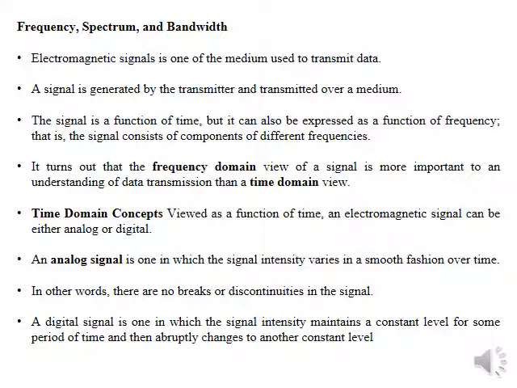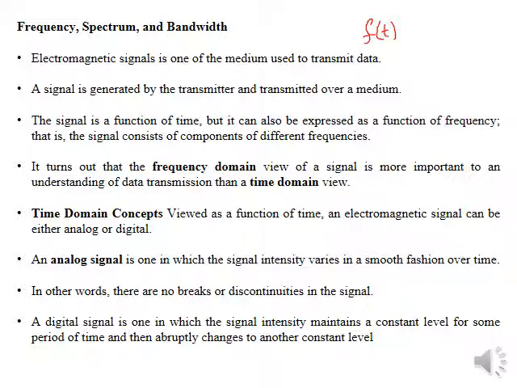So electromagnetic signal is one of the medium used to transmit data. A signal is generated by the transmitter and transmitted over a medium. The signal is a function of time, as we have seen in our previous section, like f of t. Signal is a function of time, but it can also be expressed as a function of frequency. So a signal can be viewed in two ways: in function of time and in function of frequency. That is, the signal consists of components of different frequencies.